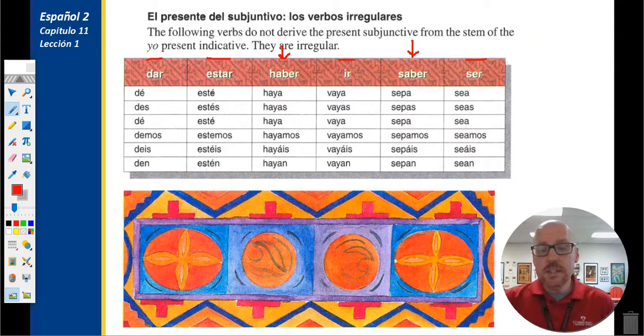Really, the best thing you can do is commit this irregular chart of conjugations to memory. Other than the reminder that oy will be irregular, you really just need to learn those conjugations.